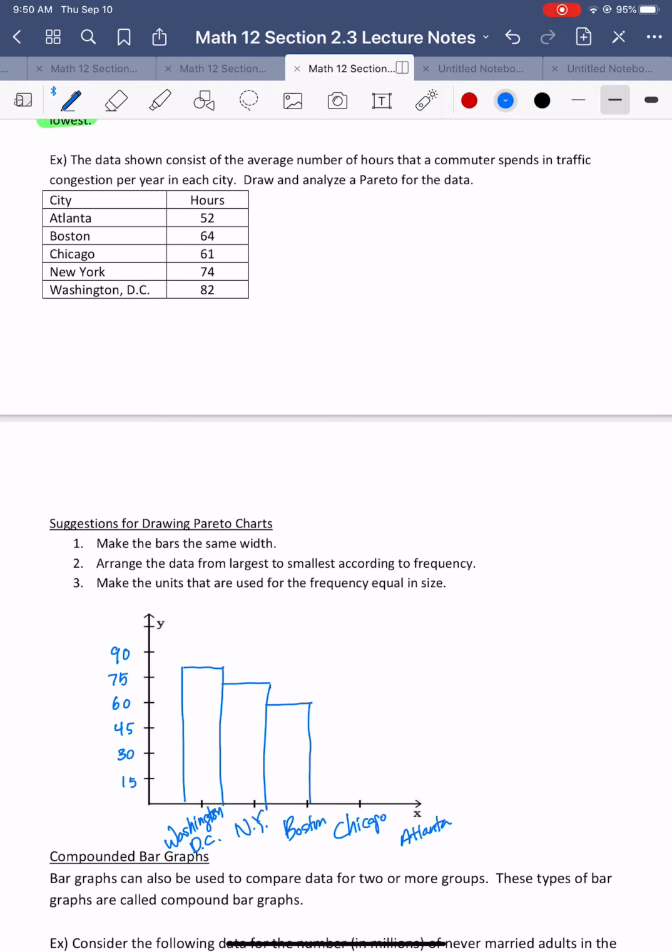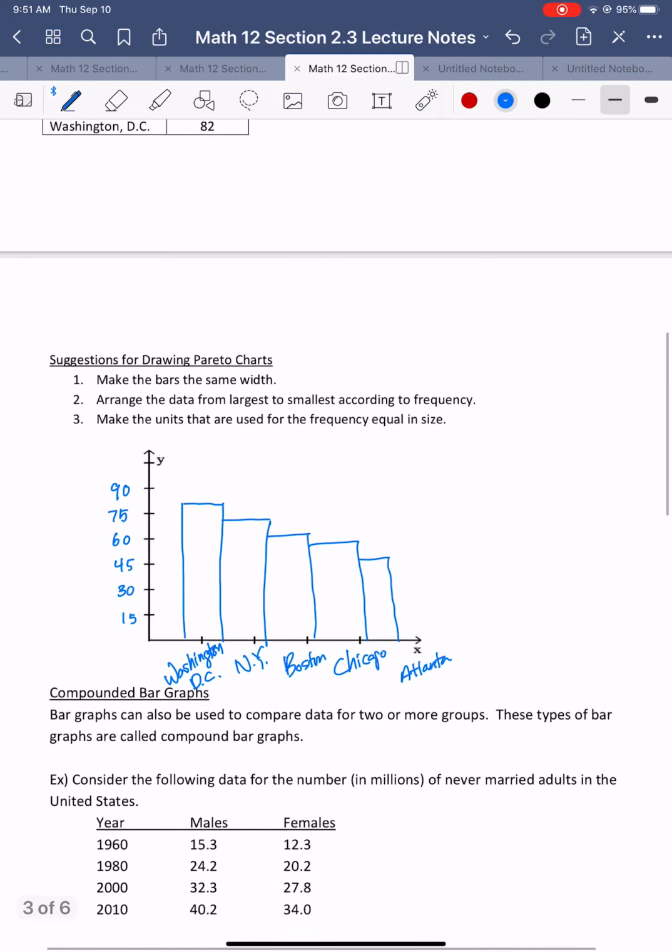Oh, sorry. The Boston is the 64, right? Oh, sorry. I have to do the Boston first, isn't it? Sorry about that. So Boston is the 64, a little above that. And then Chicago is a 61. And then Atlanta is 52. So about here. Okay, I should have put it in the same size, but you know.